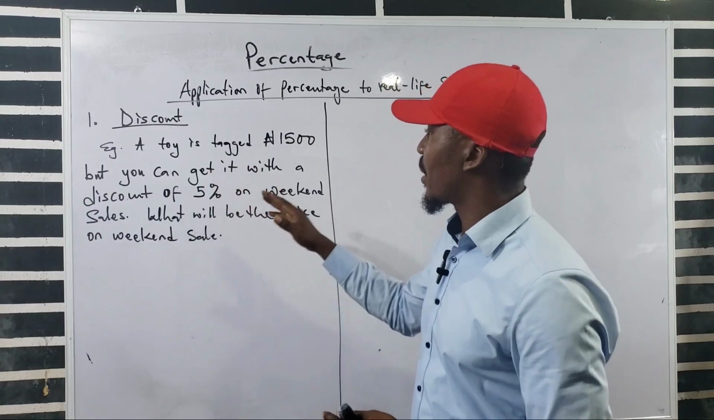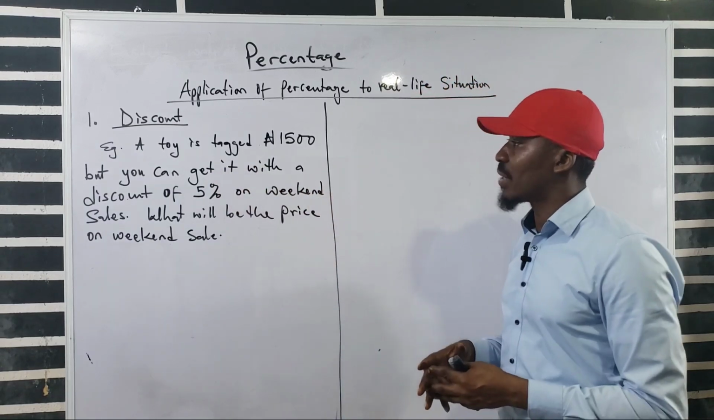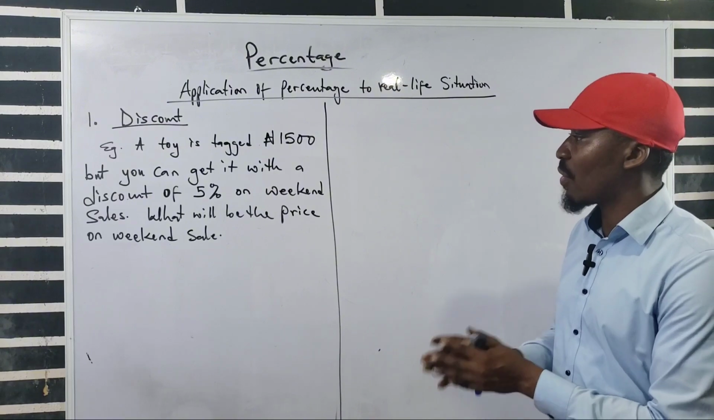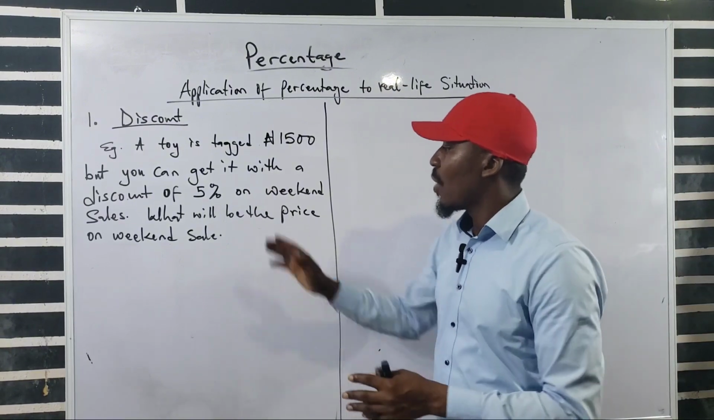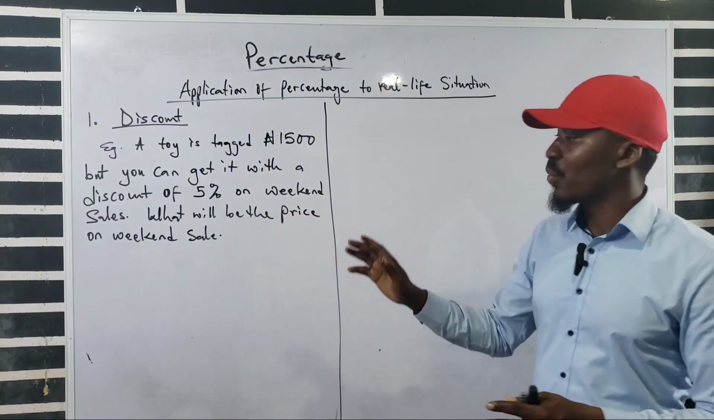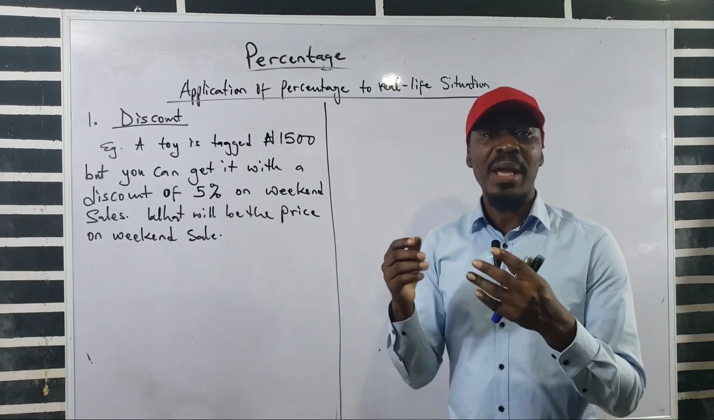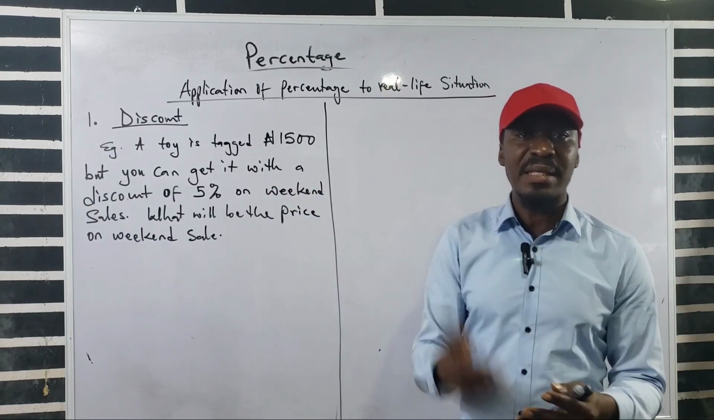He said that a toy is tagged 1,500 naira, but you can get it with a discount of 5% on weekend sales. What will be the price on the weekend sales? So this question now, we are looking for a price after discount.